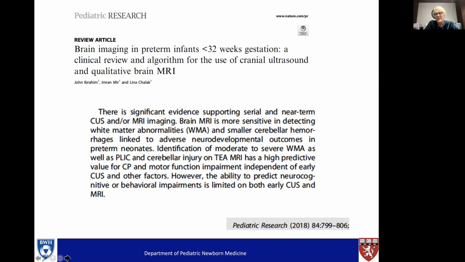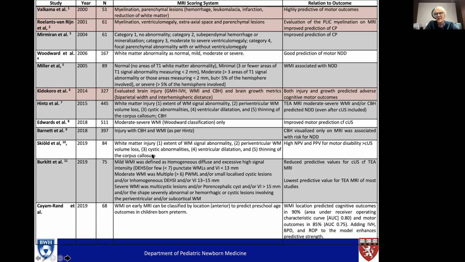Despite that, after these analyses and a meta-analysis that was beautifully presented in Pediatric Research, the summary was that term equivalent MRI has a high predictive value for cerebral palsy and motor function impairment, independent of early cranial ultrasound and other factors. And this alone should be a reason that we implement it and start using it. As I said, you can add to that if you add these additional measures of brain growth.